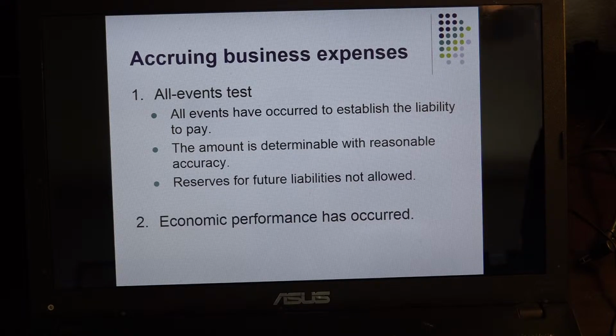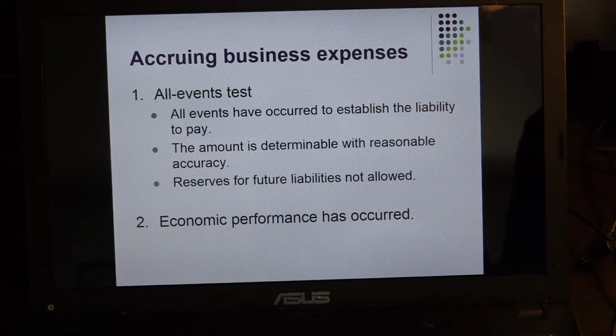And so just a couple of things to note here: when you're renting or leasing property from another party, the economic performance accrues over the rental or lease period. And so the business is allowed to deduct the rental expense over the life of the lease.